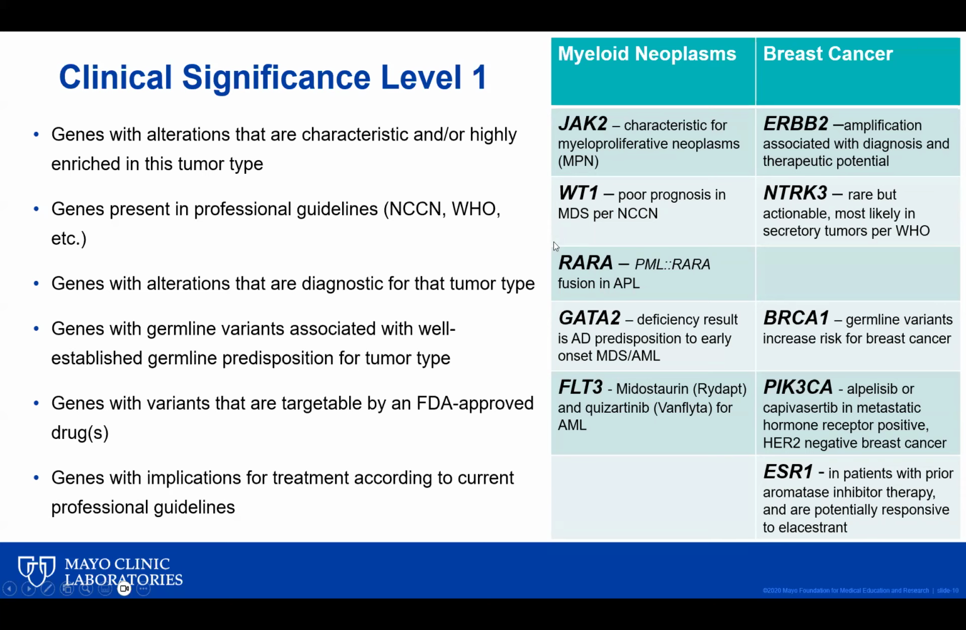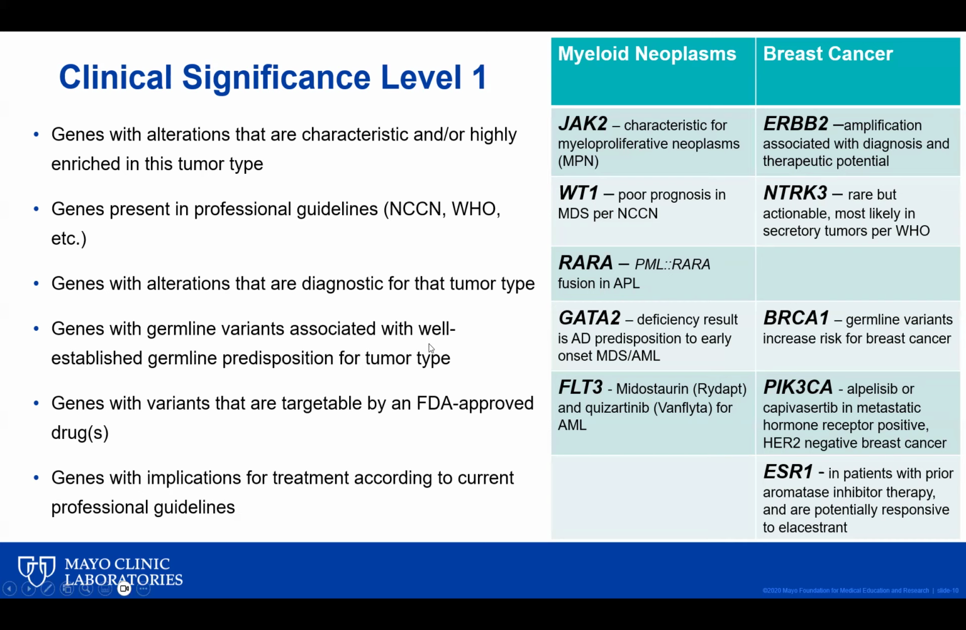I thought this was a really good example, and I'm not going to have examples for every one of these categories along the line, but I wanted to illustrate what this meant. So genes with alterations that are diagnostic for the tumor type, RARA would be included in here because we know that PML-RARA fusions are characteristic and diagnostic for acute promyelocytic leukemia.